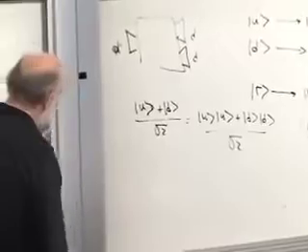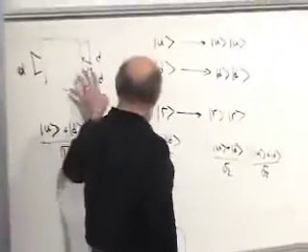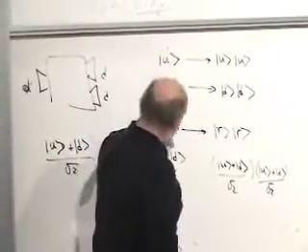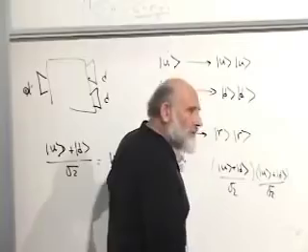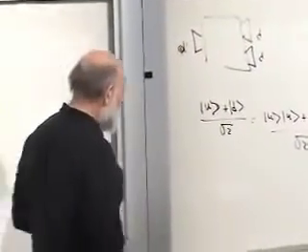So you see, the assumption that you can build a cloning machine which both clones ups and downs and also clones lefts and rights is inconsistent. It's inconsistent with the linearity of quantum mechanics.